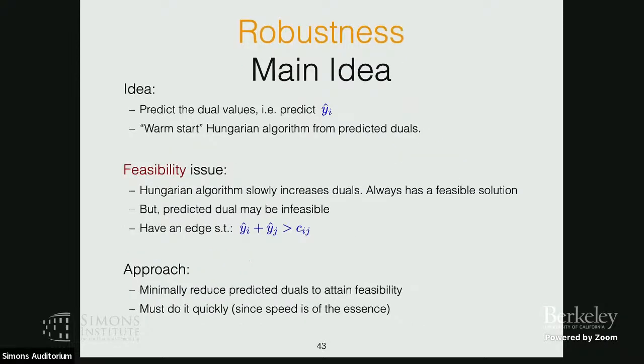All right, so we're going to warm start Hungarian with these predicted dual variables. First thing we're going to run into is a feasibility issue. We want to be robust, and if I predict these prices, they might violate the dual constraints. Somehow I need to deal with that. The Hungarian algorithm always maintains something that's feasible. In particular, it might be that the sum of the prices on an edge is more than the cost. So what's our idea? Our idea is we're going to take these prices and reduce them as little as possible to make these constraints feasible, and do it fast.